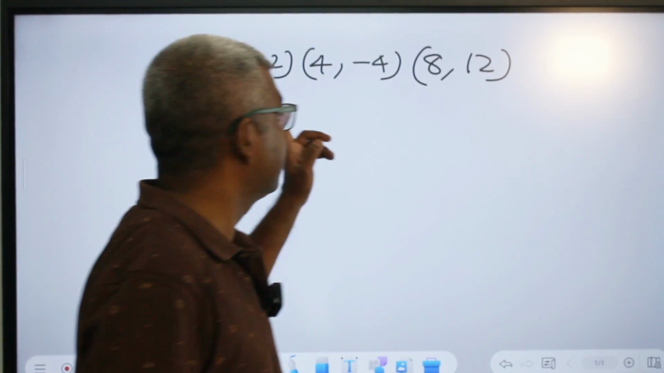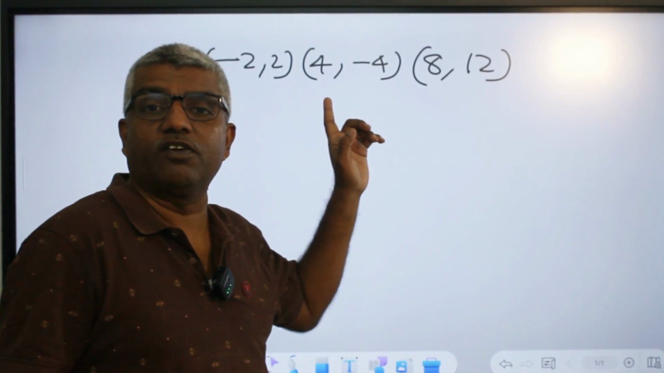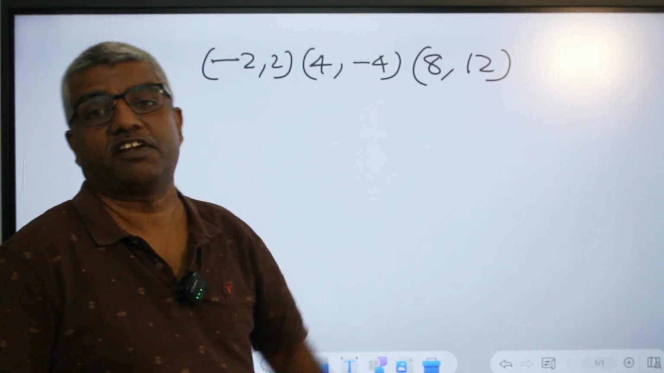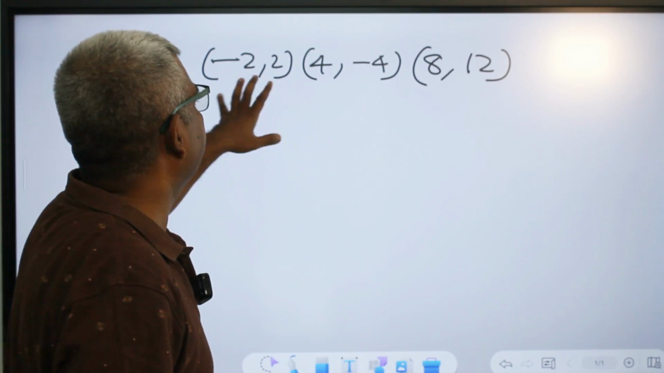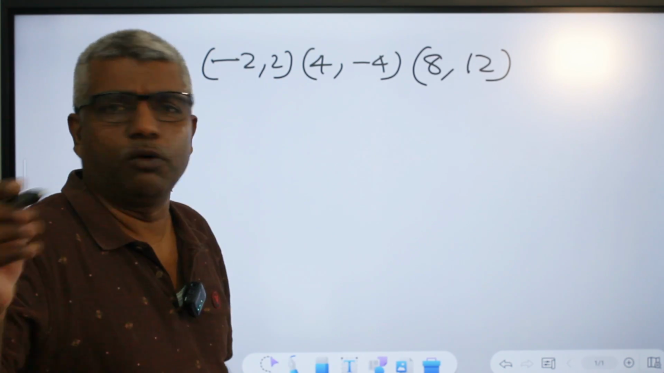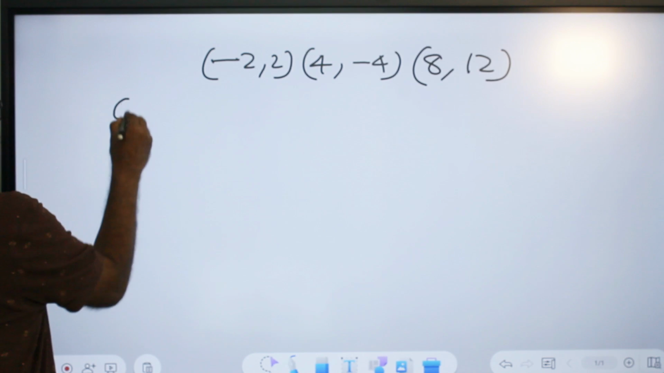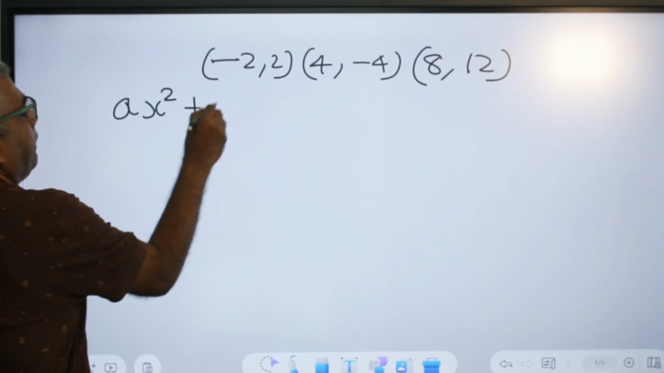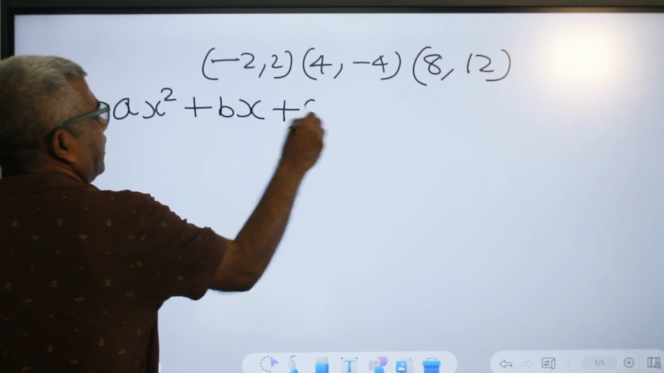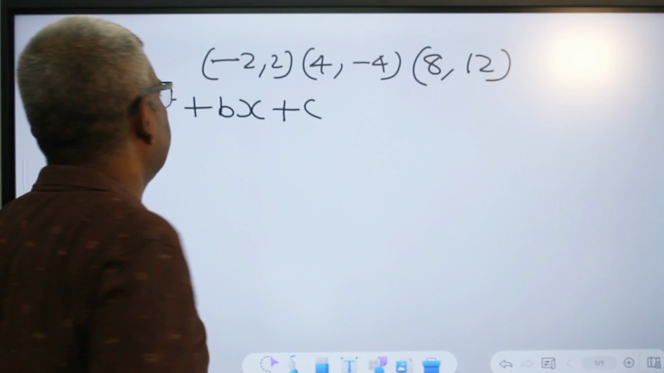In this lesson we are going to see how to find the quadratic equation when 3 points are given. Okay, a quadratic equation when 3 points are given. How to do it? First, what is a quadratic equation? ax squared plus bx plus c. This is a quadratic equation.